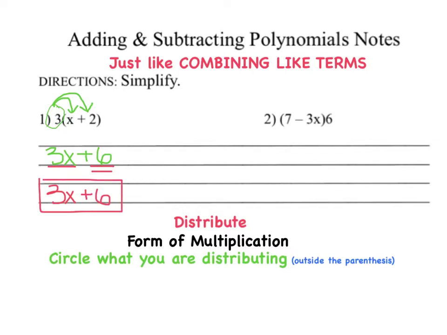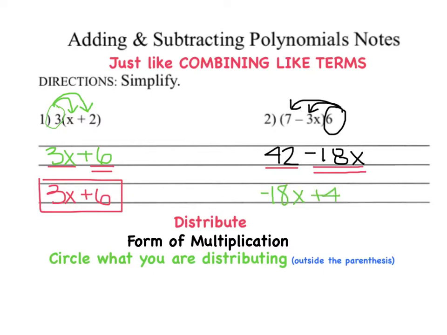Now let's look at the next one. Notice this time the number I'm distributing is on the other side. It's backwards, but it still works out the same. So 6 times 7 is 42. Now I got to distribute one more time. 6 times negative 3x, negative 18x. Okay, that's a 42, that's just a plain number, negative 18x. Notice these two things don't combine. Why? Because the 42 doesn't have an x as well, so therefore the final answer is negative 18x plus 42. Alright?